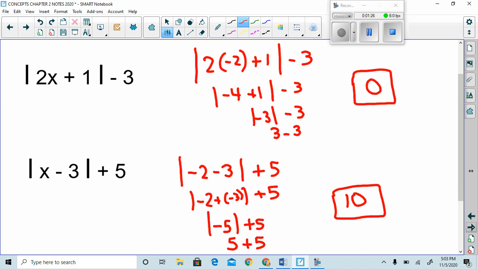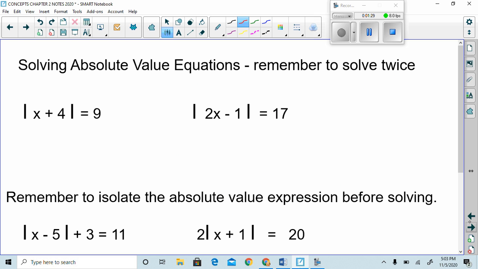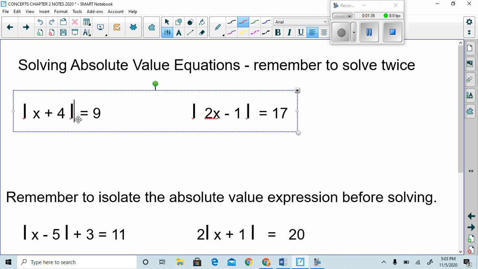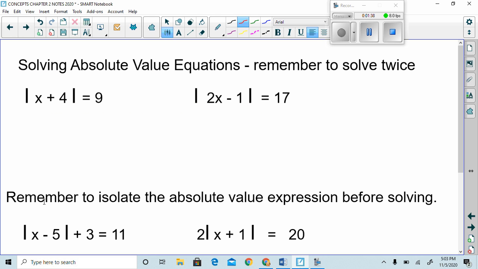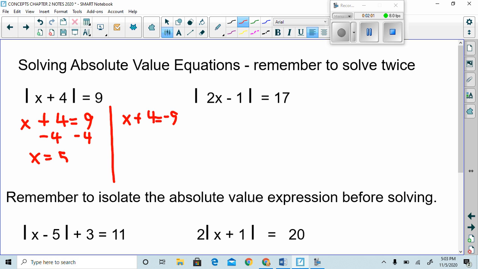On to equations. When we solve an absolute value equation, the key to this is solving twice. We need to remember that when we're doing this, we're going to get two possible answers. When we substitute it in, what fits within that grouping can either be a +9 or a -9. So x plus 4 equals 9 is one possible solution, and x plus 4 equals -9 is my second. We'll subtract 4. We'll get x is equal to 5. Let's subtract 4 again. And we see that x is equal to -13.